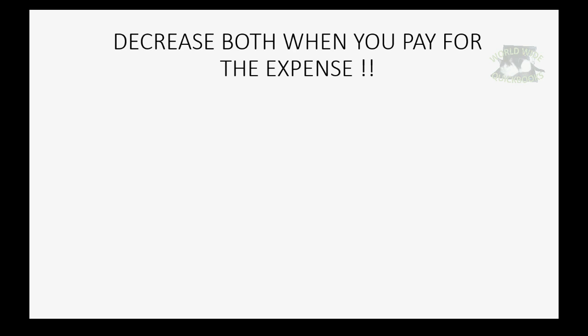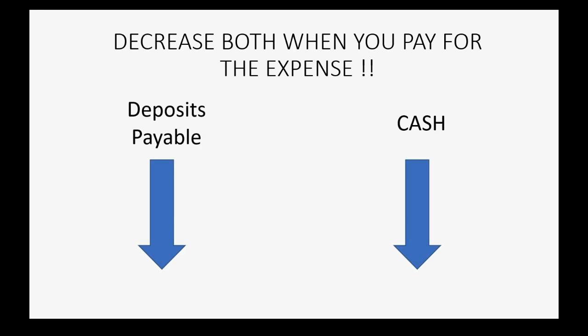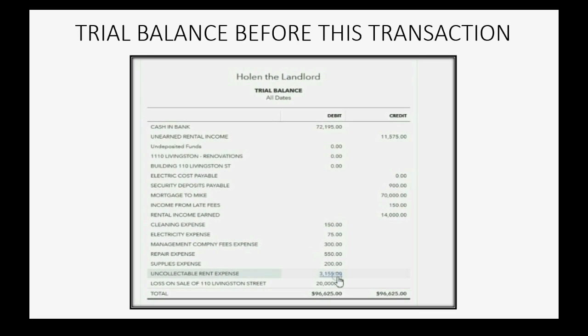Now, you know that both will decrease when you pay the expense. When you pay the expense, cash will go down, but because you're paying something that the tenant is responsible for, deposits payable will go down for that very same check. Now, this is the trial balance before we record our first transaction where we apply the tenant's security deposit. Right now, before we do that, security deposits payable is $900 and cash is $72,195.